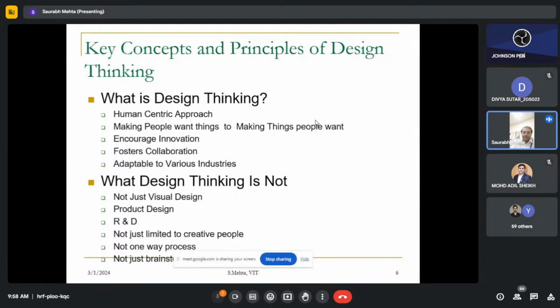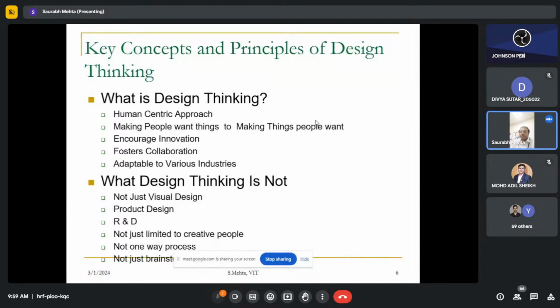Marketing and sales people make people want things, right? By doing advertisements and other things. But as a design thinker, you make the things which people actually want, right? It's not that you make something and then bombard all the people with ads of that product, telling them, see, look at this.